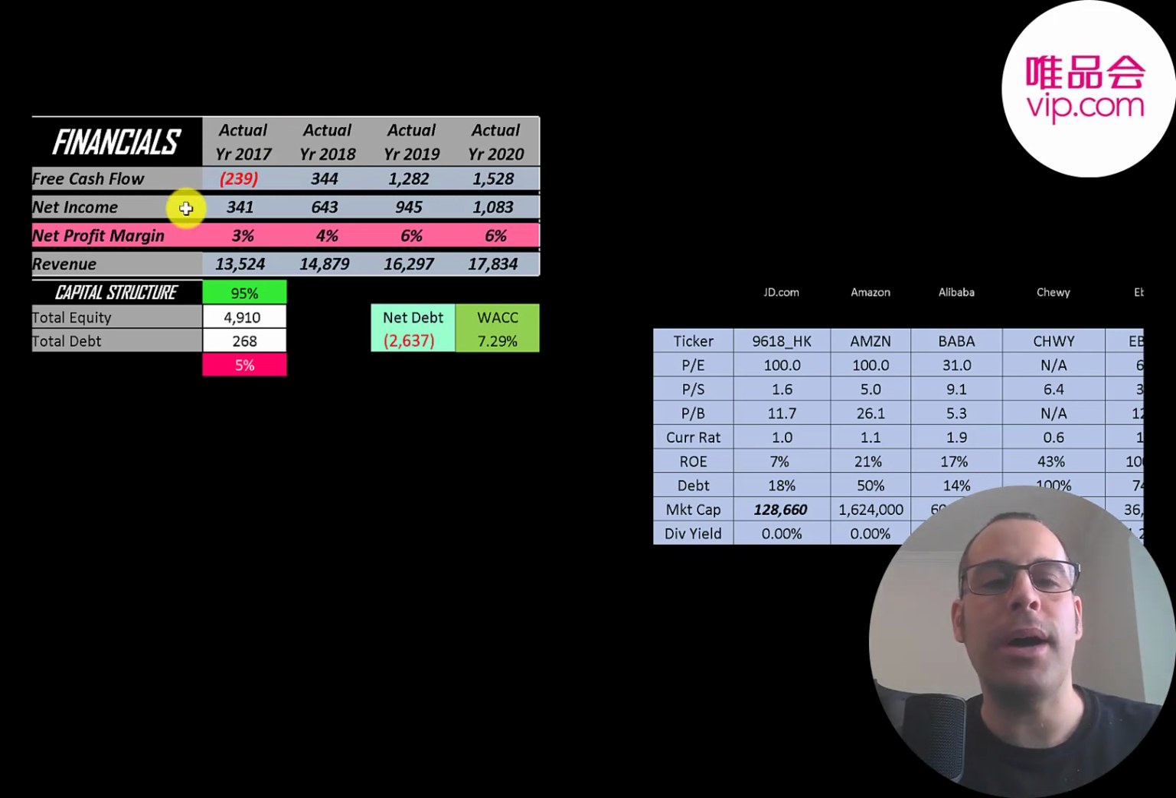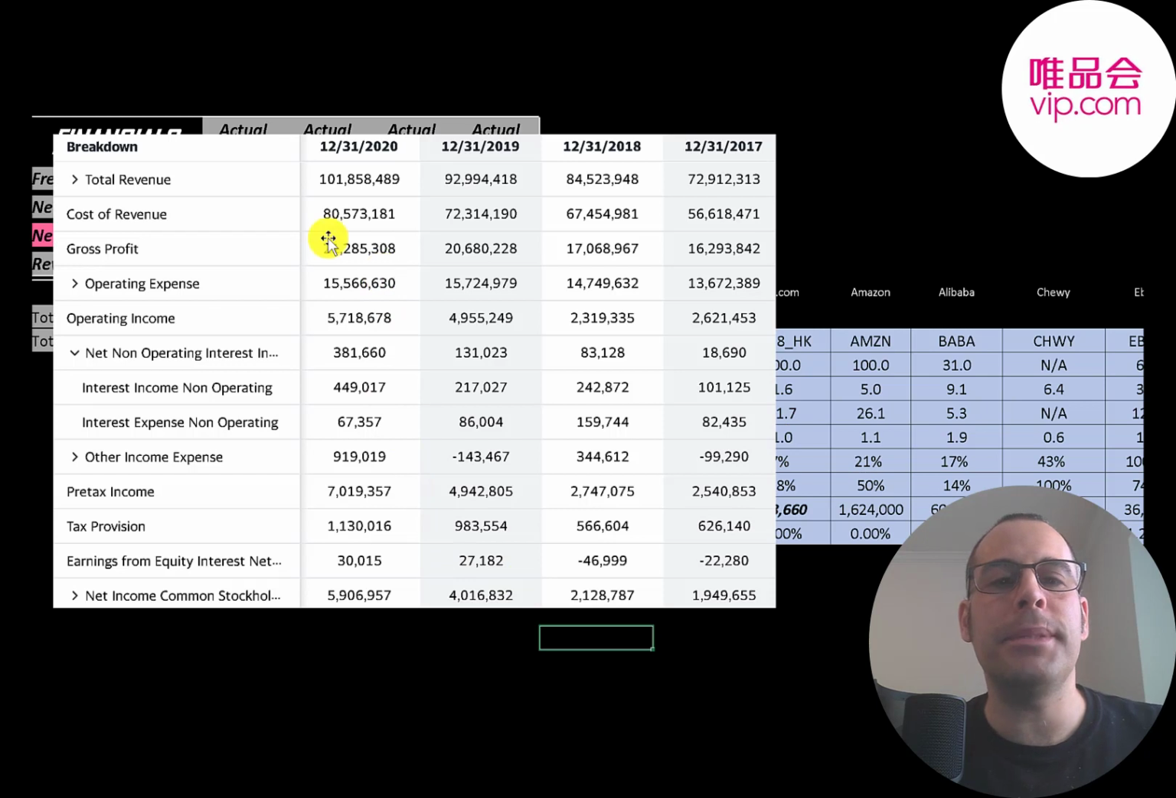Net income is the profit and loss on the income statement. It's revenue minus expenses. That's tripled from 2017 to 2020. Revenue is the sales for the company, and that grows each year from $13.5 billion to $17.8 billion. This is the company's income statement. All their financials are in Chinese yuan. If you want to convert to US dollars, you can just divide by 7. My Excel spreadsheet converts all the numbers to US dollars.